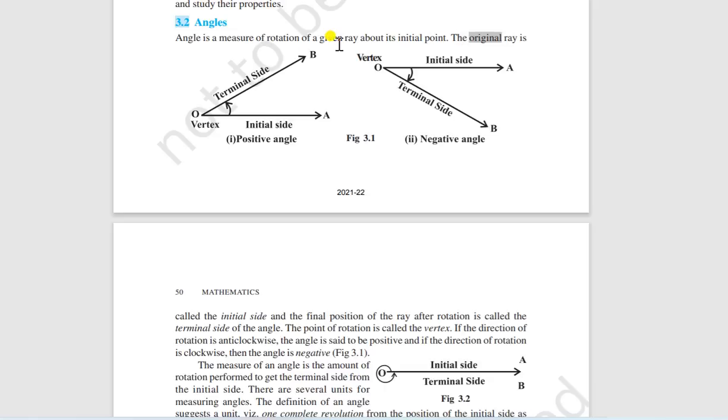So angle is a measure of rotation. What is a measure? It's a way of describing one thing. So angle is a way of describing rotation, like seconds is a way of describing time. Seconds tells us about how much time it is, and meter tells us about length. So it's a way of describing one property. Let's say you have pink eyes, so someone says that you have pink eyes, and that is a way of describing you.